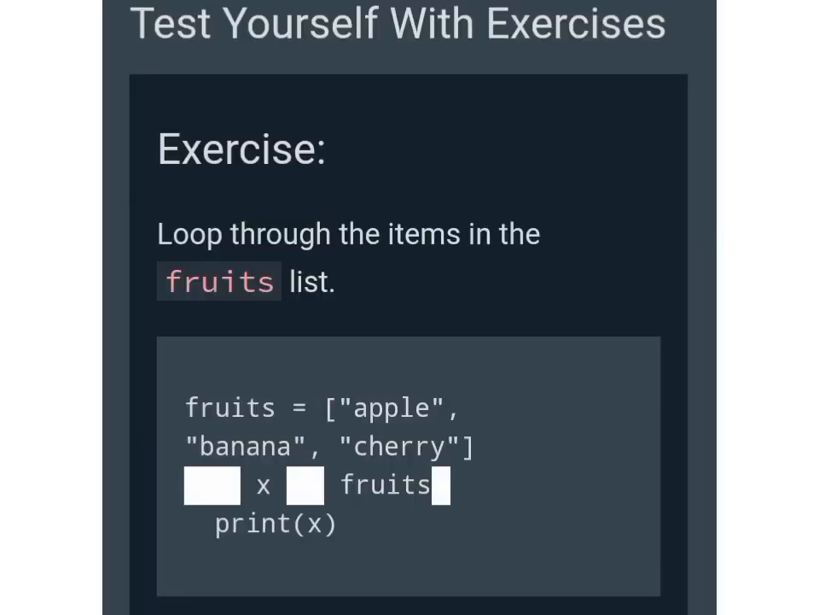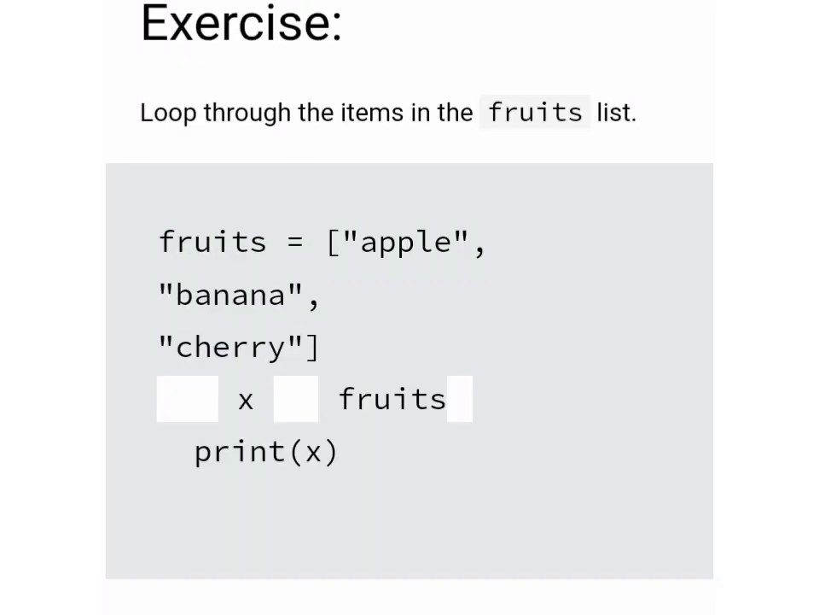Now we say test yourself with some few exercises. So that is question 1. The question says loop through the items in the fruit list. So we have to put the right parameters in these white boxes in order to make the code complete. So what are we supposed to fill in here?